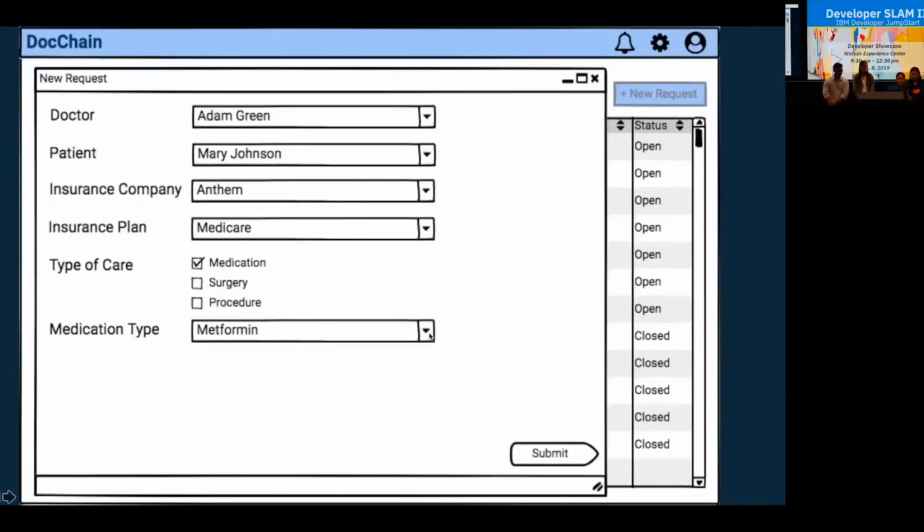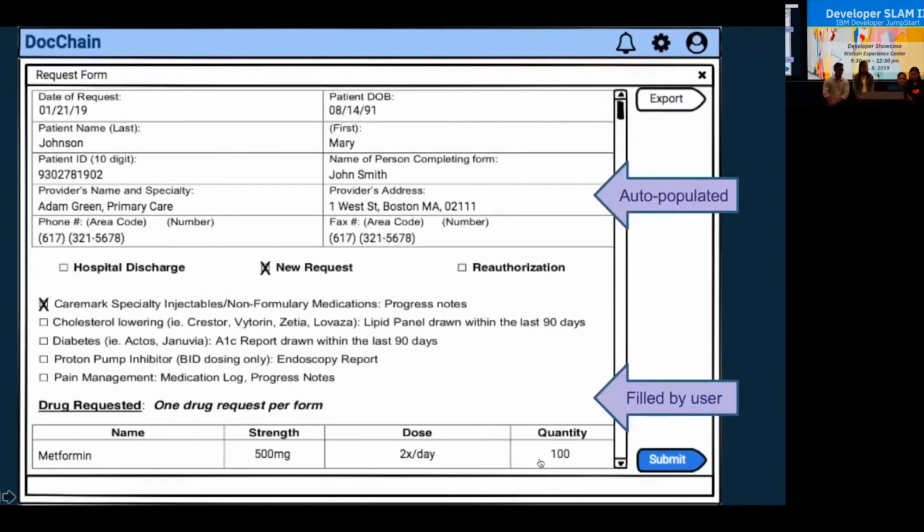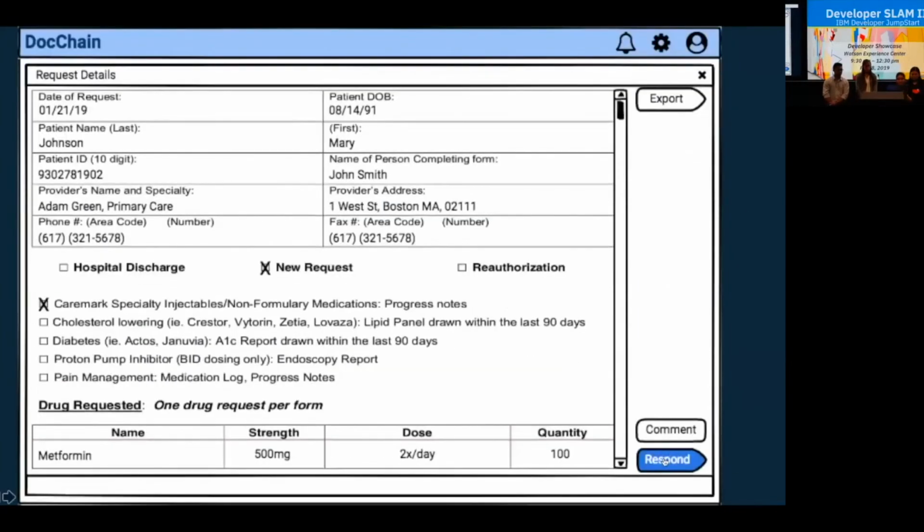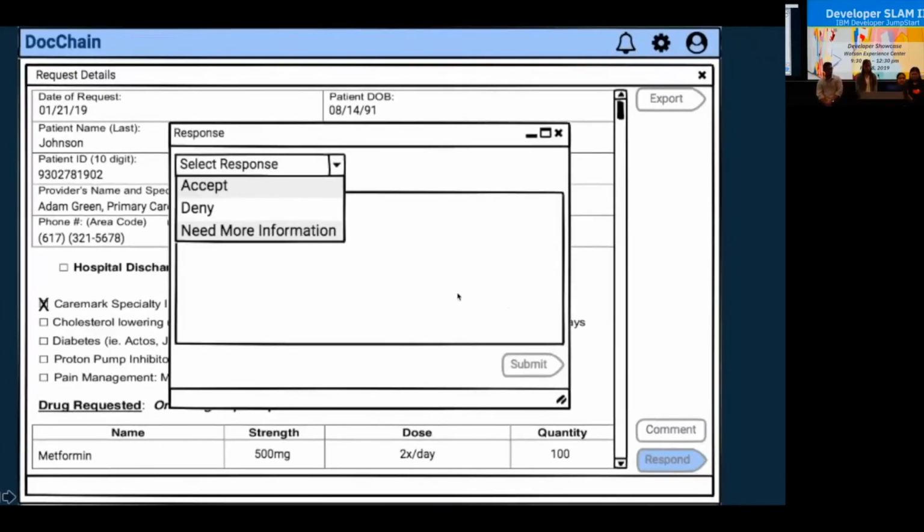Once they select the medication and other details, they go to the actual form where some of the data is auto-populated. Once they submit it, it goes to the insurance side, and the insurance can respond with an accept, deny, or any other response they want.